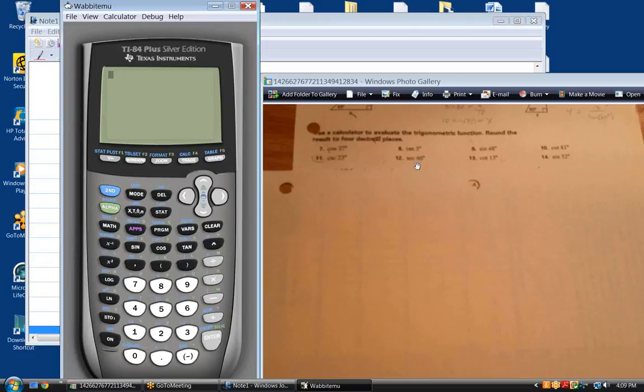How do I get the secant of 66 degrees? It would be the cosine of 66, and then reciprocal.